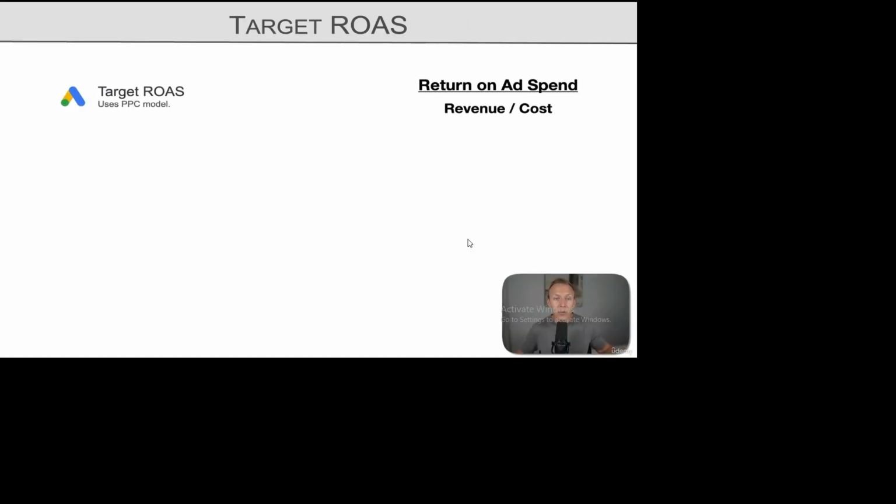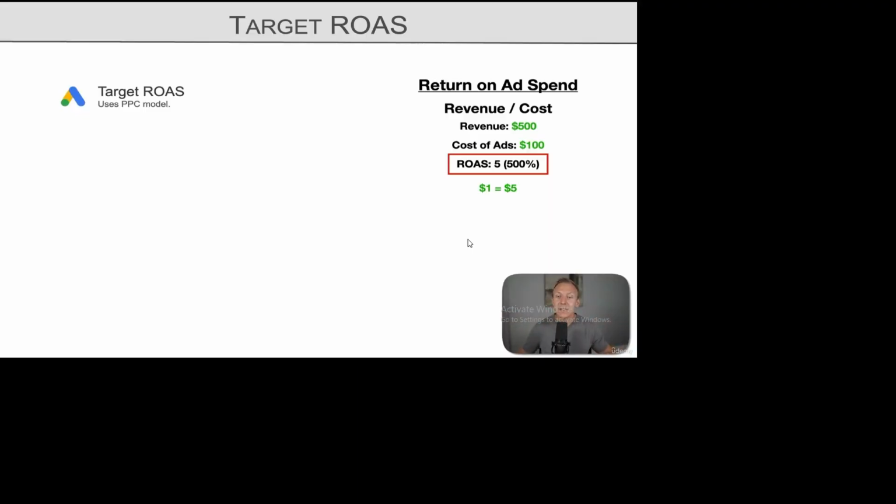Now, target ROAS stands for return on ad spend, and it means how much money am I getting back based on the money that I am spending on ads. And there's a very easy calculation to figure this out. You take the revenue, that is the amount of money that you've made from the ads, and divide it by the cost of the ads.